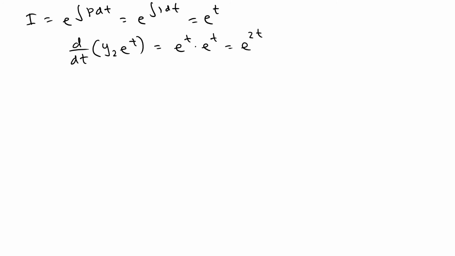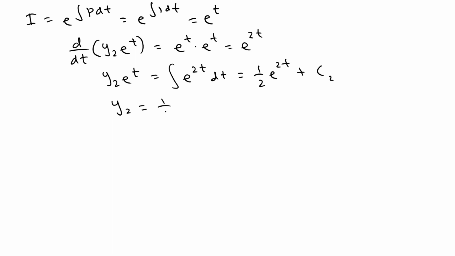Now by integrating, we have y2 e^t equal, and this is very easy to integrate, you divide by 2, so it's 1 half e to the 2t plus c2. We divide by e^t, so y2 equal 1 half e to the t plus c2 e to the minus t. You simply multiply by the inverse, that means e to the negative t. Okay, so we have everything.